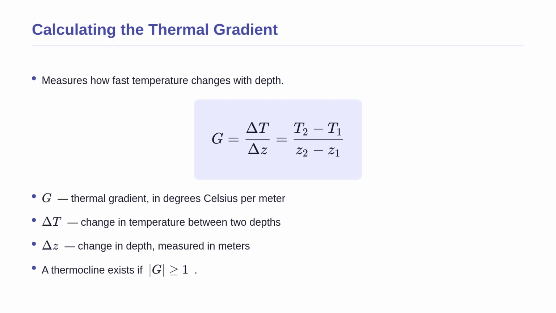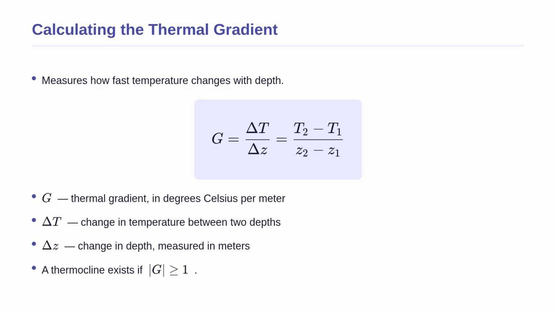To scientifically locate this invisible barrier, we calculate the thermal gradient. Conceptually, this formula measures the rate at which temperature drops as you move deeper into the water. G represents the thermal gradient. Delta T is the change in temperature between a deeper point and a shallower point, measured in degrees Celsius. Delta Z is the physical distance between those two depths, in meters.